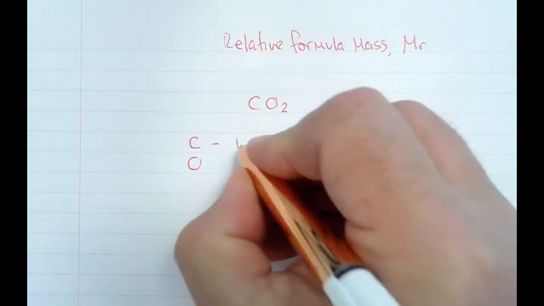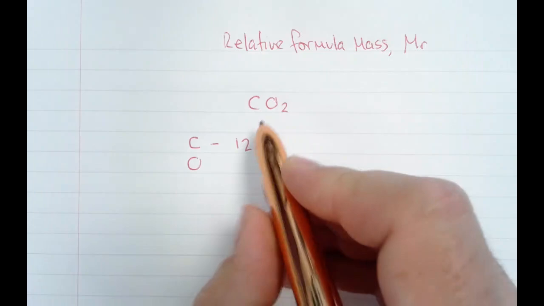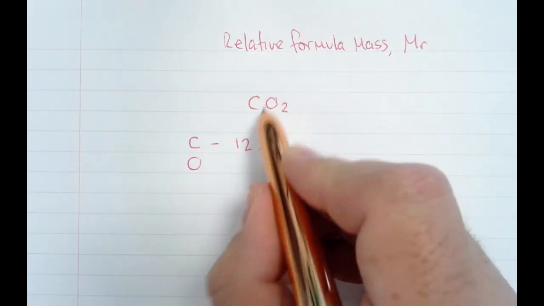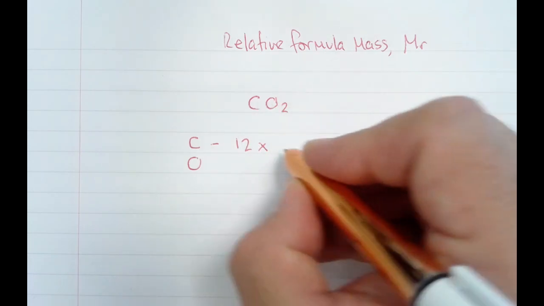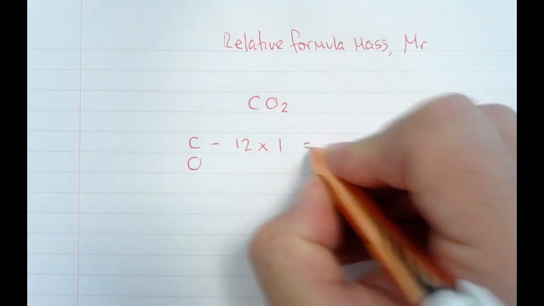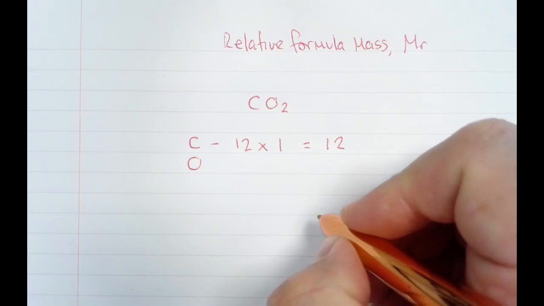So carbon has a mass of 12. If we look, there are no subscripts attached, there's no numbers attached to this carbon, so there's only one of them. So that is 12 times 1 is equal to 12.